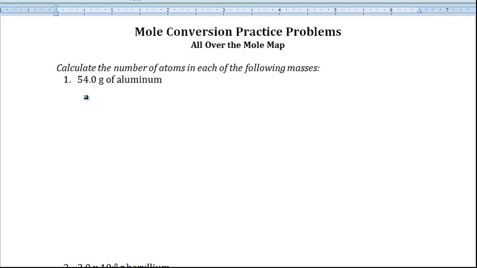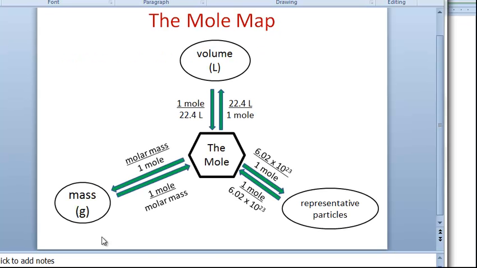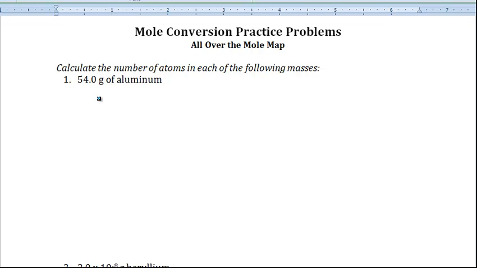It says calculate the number of atoms. Let's take a peek at the subway map for a second. We're being given a particular number of grams of aluminum, so we're starting here in the mass station. We've got to divide by molar mass to convert to the mole, and then from the mole, we multiply that number of moles by Avogadro's number to get over to the number of atoms. Okay, so graphically, that's what we've got to do.